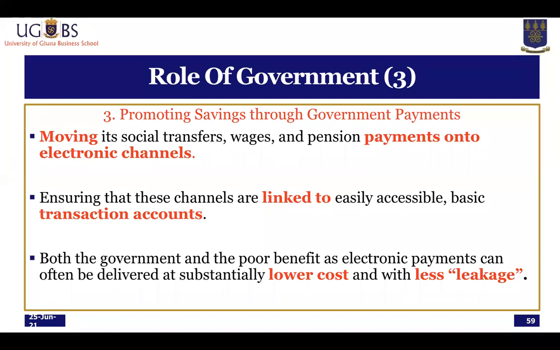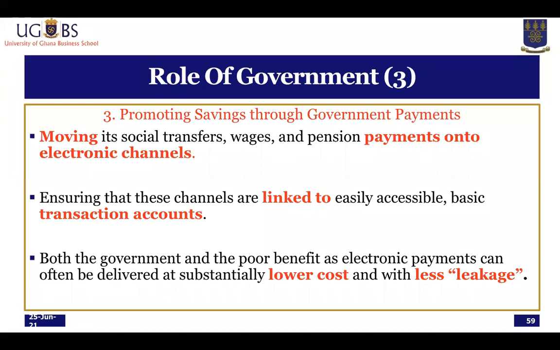Now, when you move on to accessibility, what they try to do is, so government will promote savings by making sure that a lot of payments go through the financial system as much as possible. So whenever government pushes to make payments electronic, what it does is to roll persons into the financial system, and then also there are fewer leakages.